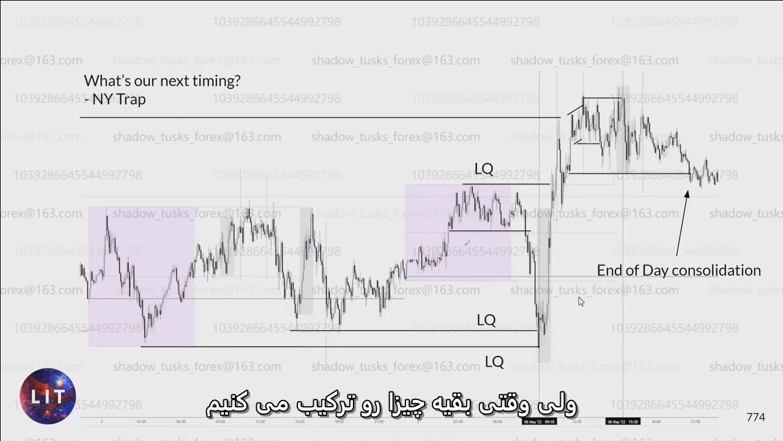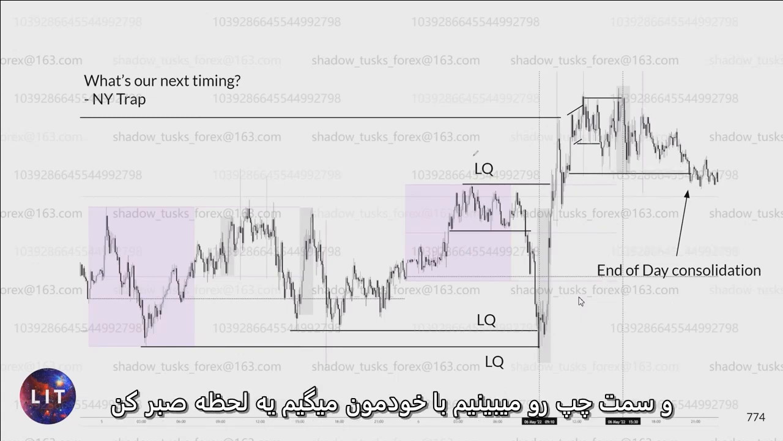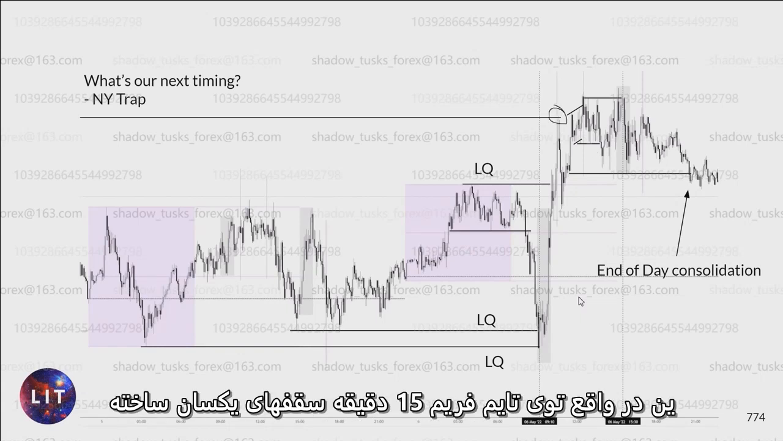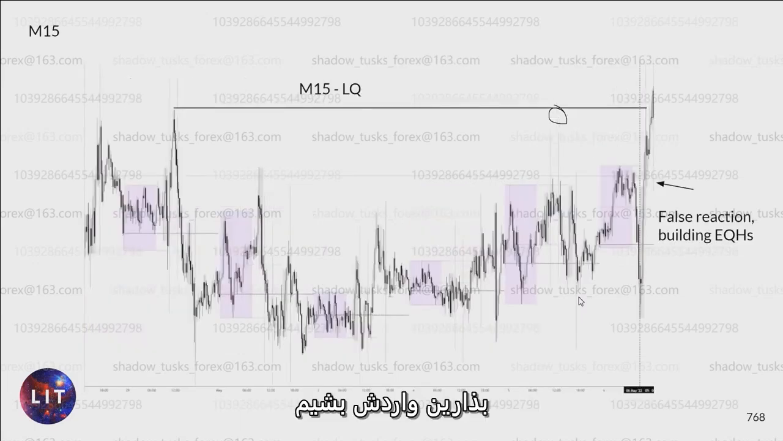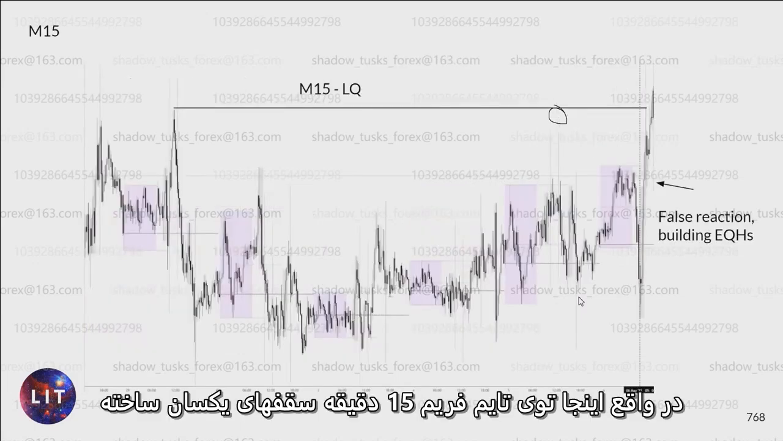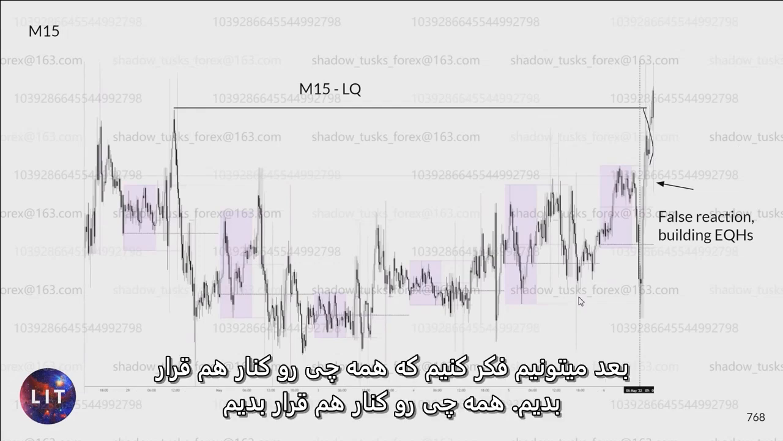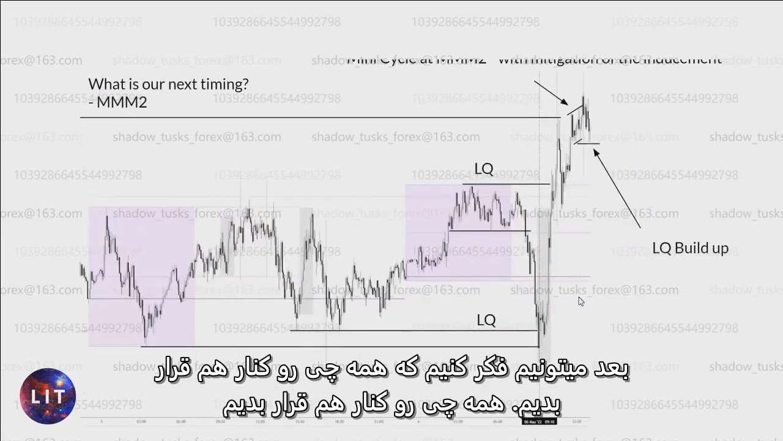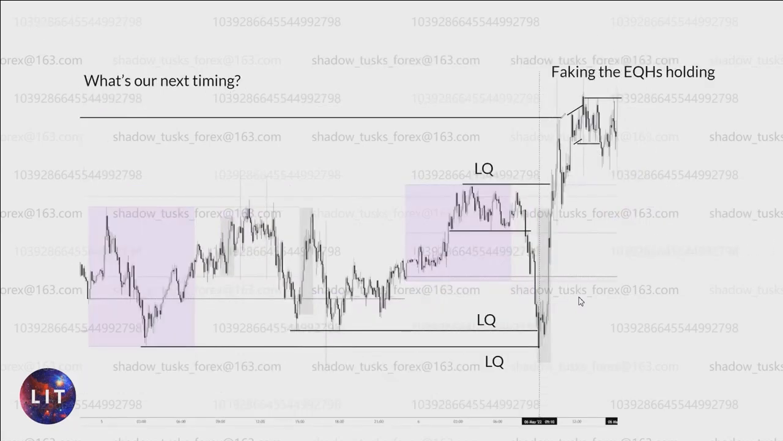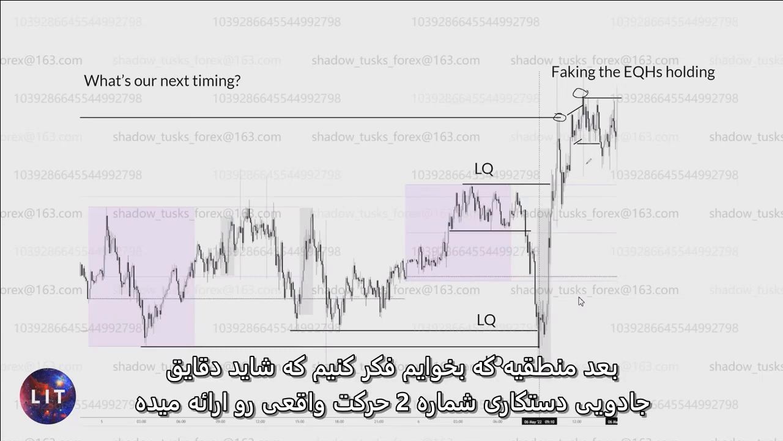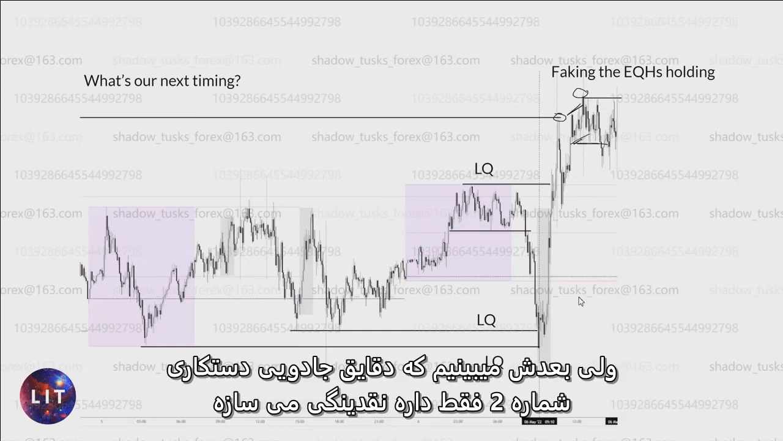But when we combine in everything else and we look to the left and we go, wait a second, this has actually created equal highs on the M15. Let's go to it. This has actually created equal highs on the M15. This is likely going to be a false reaction. Then we can be like, okay, I'm putting this together. This is going to be false. Then it's fair to assume, okay, maybe MM2 gives the real move, right? But then you see at MM2, it's just building.